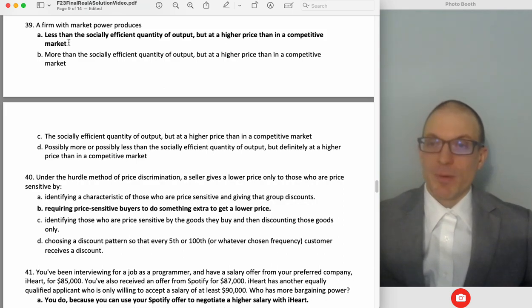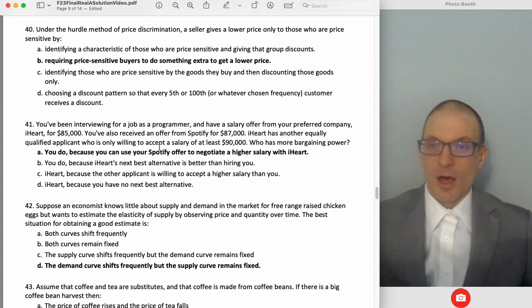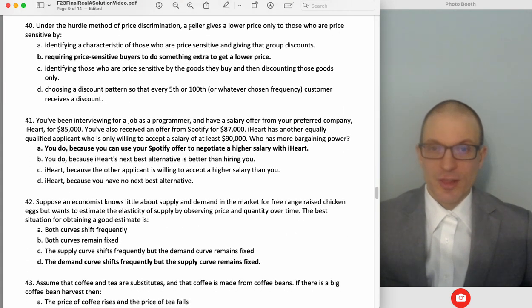A firm with market power produces less than the socially efficient quantity of output at a higher price than the competitive market, right? They restrict output, drive up the price, and they maintain this over time. And that's where the firm's profits are coming from relative to the competitive market. Under the hurdle method of price discrimination, a seller gives a lower price only to those who are price sensitive by requiring price-sensitive buyers to do something extra, to go over the hurdle to get a lower price.